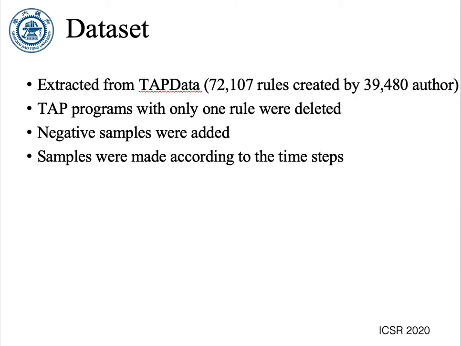Therefore, it is necessary to divide the TA rules and TAP project into written TA rules and candidate TA rules when making data sets. However, only positive samples can be obtained. In order to get better training results, referring to previous work, negative samples were added and samples were made according to the time steps.